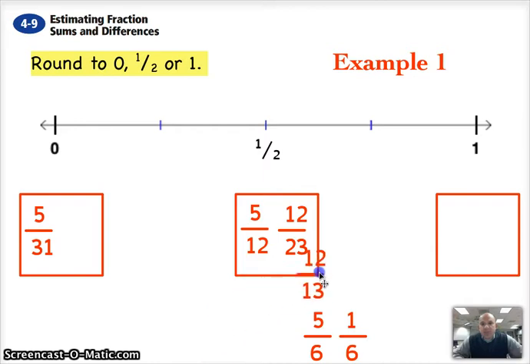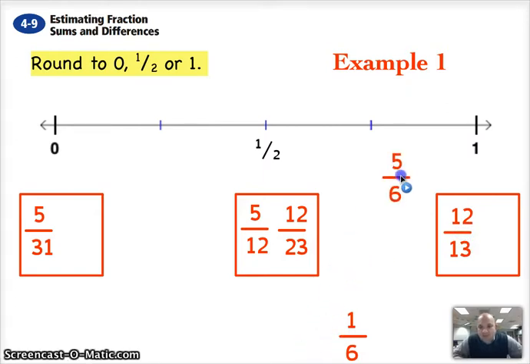12/13. I'm going to put 12/13 closest to 1. Why? Because it's just 1/13 away from 1. And it's 12/13 away from 0. I'm going to place it right here in this box. 5/6, just like 12/13, is just a sixth away from 1. So I'm going to place it here.